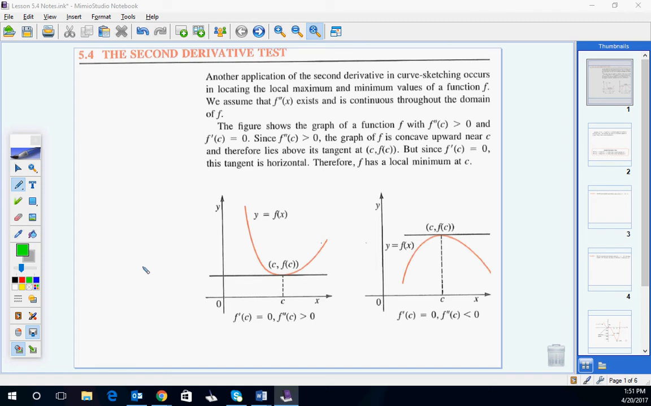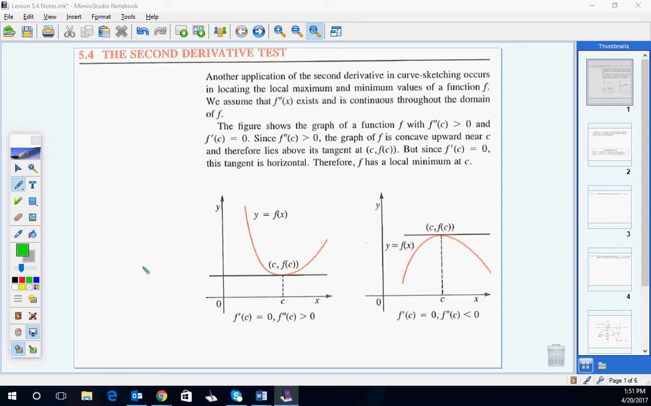An application of the second derivative in curve sketching occurs in locating the max and min. So we're also going to look at how we can use the second derivative to help verify the max and min. We talked about this yesterday: when it's concave up and concave down, we get that from our second derivative.